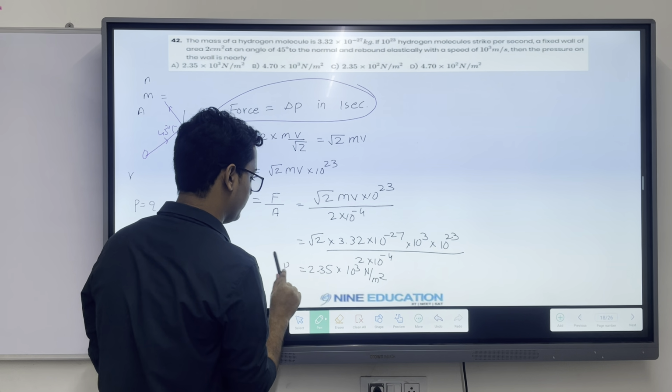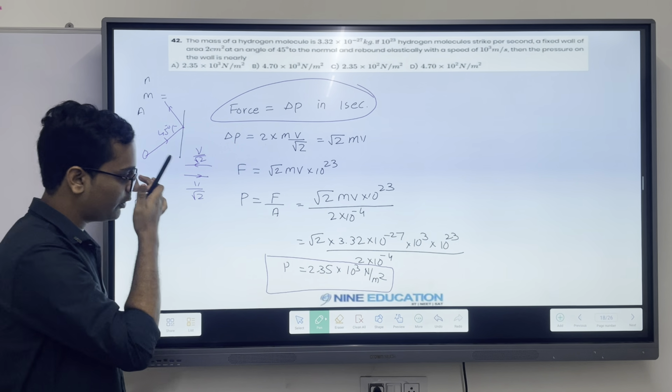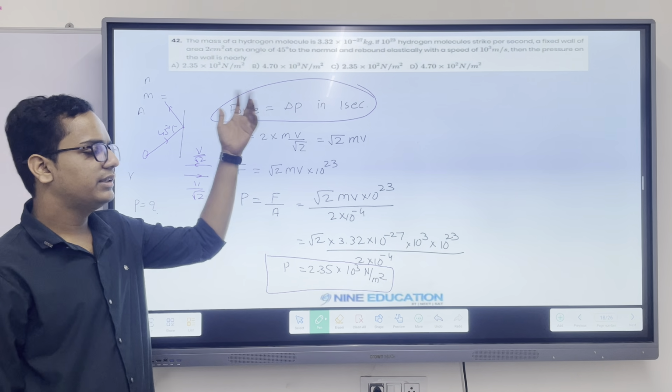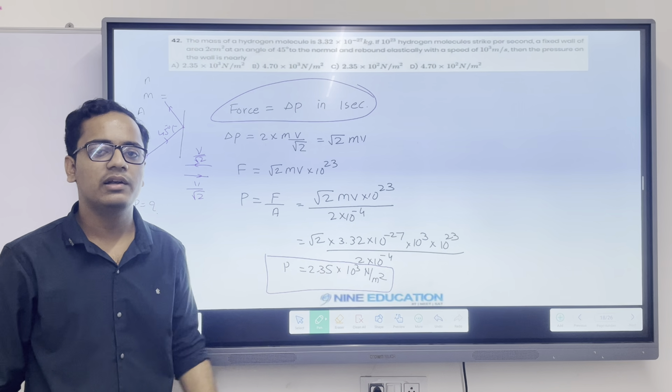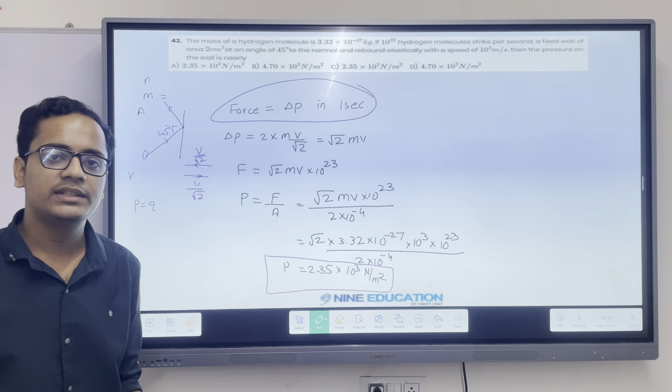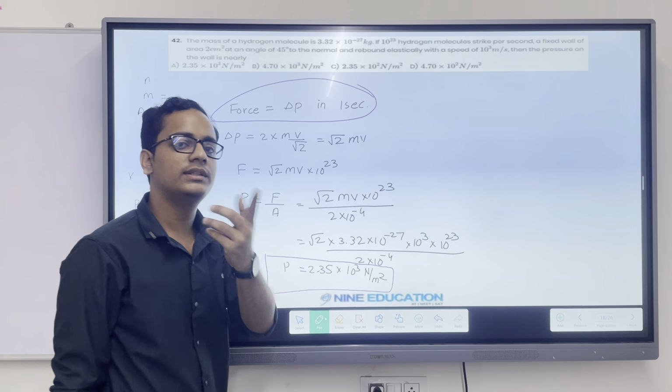This is again a calculation, very proper, but the concept is you have to calculate the force. From force, you can calculate the pressure. And force is basically change in momentum in 1 second.